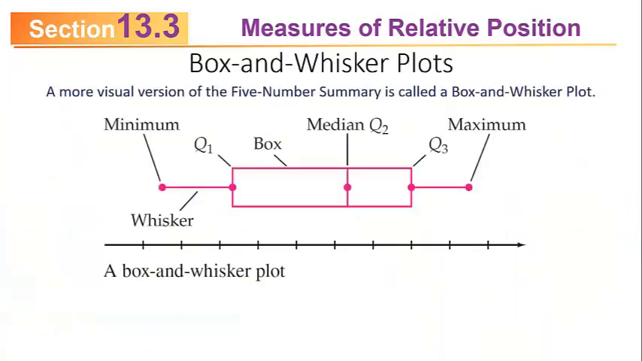Now you can turn that 5-number summary into something even more visual, something called a box-and-whisker plot. It has a funny name, but all you're doing is taking the 5-number summary and turning it into a picture.